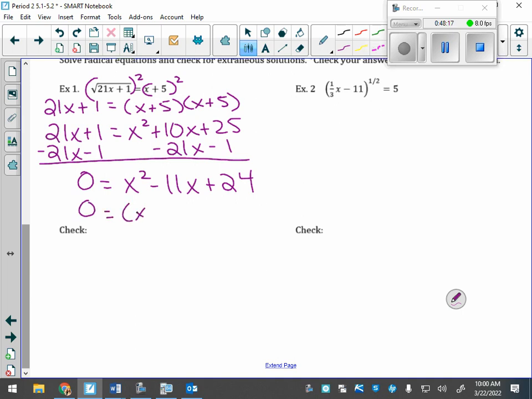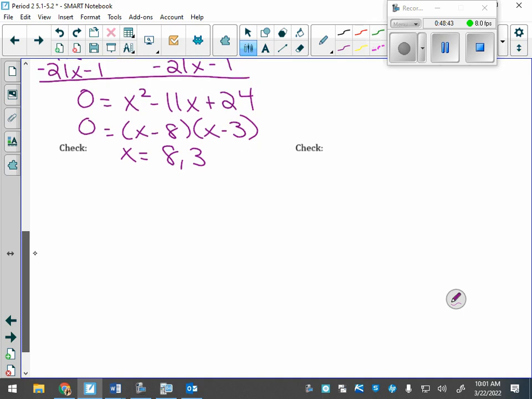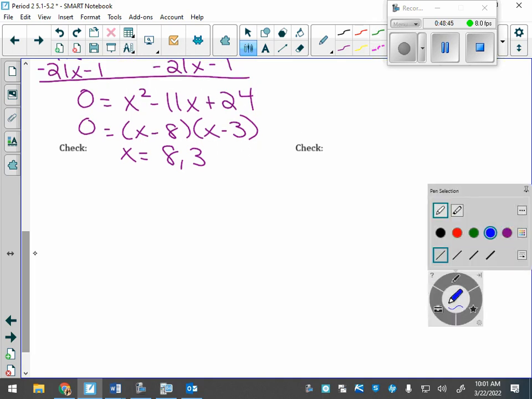Good. So what are your 2 possible solutions? Eleanor? 8 and 3. That's great. We have 2 possible solutions. But now we have to check both in the original equation. So we're going to first start with 8. Everywhere I see an x, let's check this out.